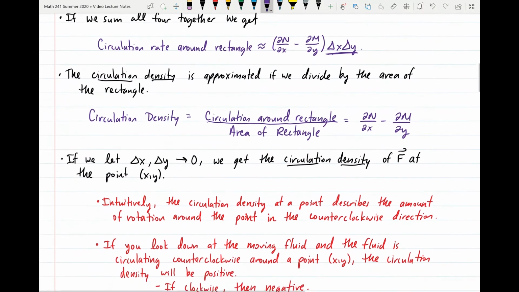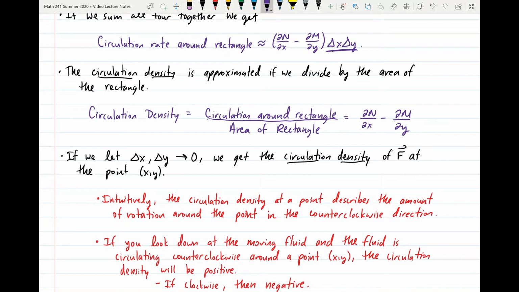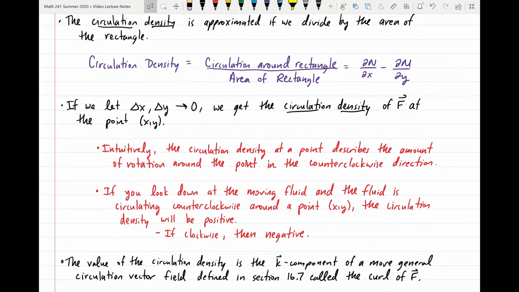And if we let delta x and delta y go to 0, so if we take the limit as the rectangle that has one of the corners at the point x, y goes to 0, or as the area of that rectangle goes to 0, then we get the circulation density of our vector field f at a particular point x, y. So intuitively, the circulation density at a point describes the amount of rotation around the point in the counterclockwise direction.